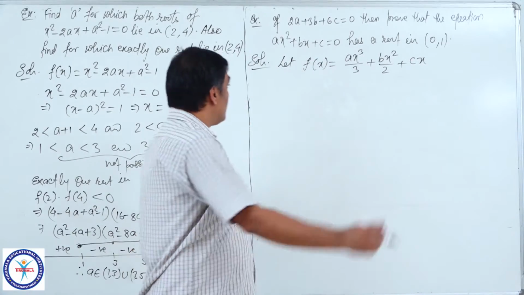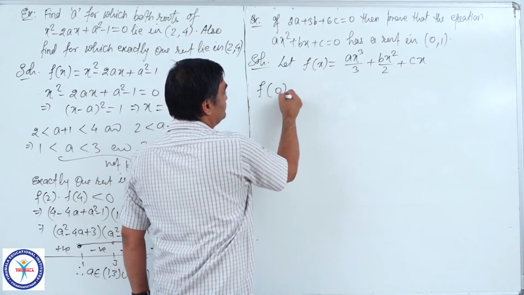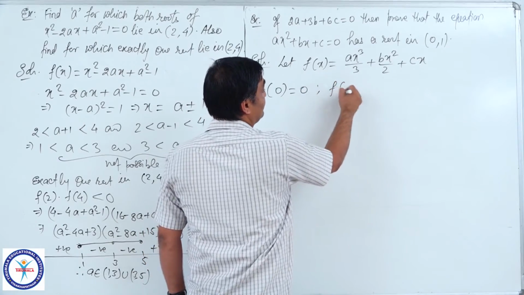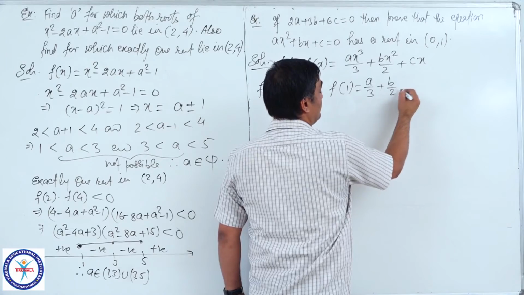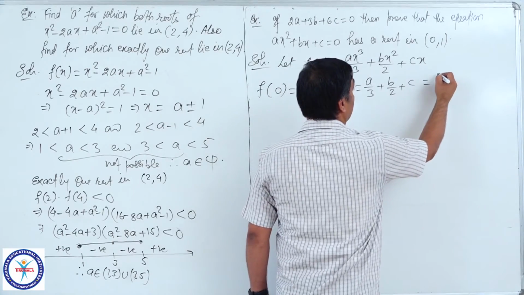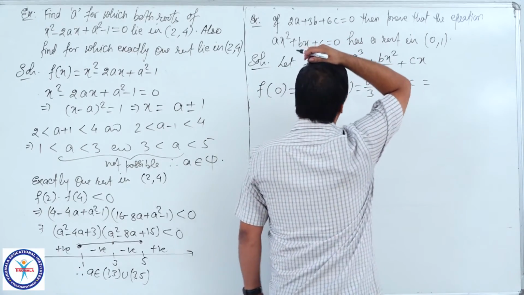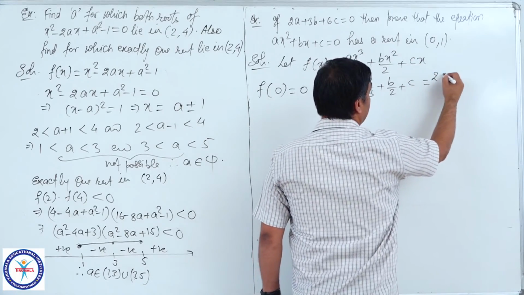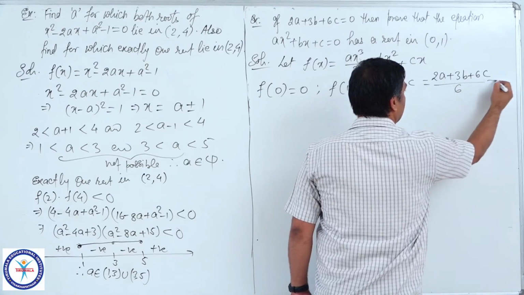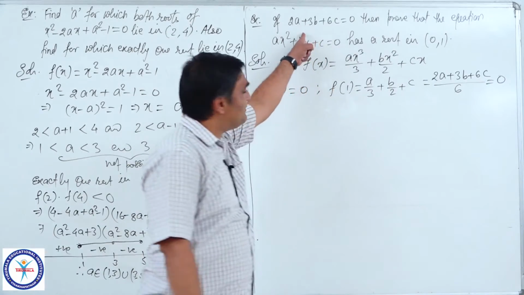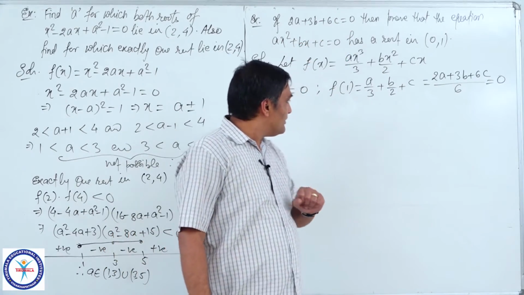Now, what is f of 0? 0. What is f of 1? a by 3 plus b by 2 plus c, equal to (2a plus 3b plus 6c) by 6. And it is given that 2a plus 3b plus 6c is 0.